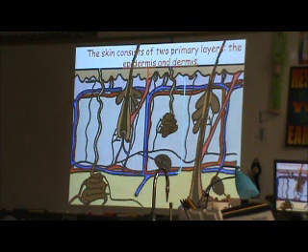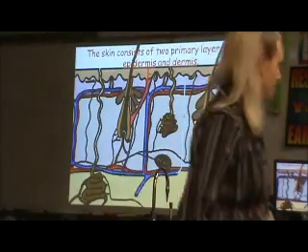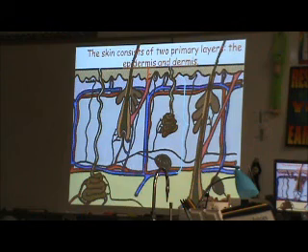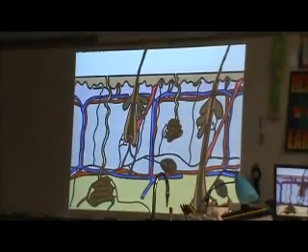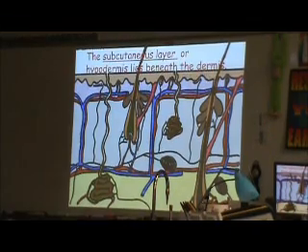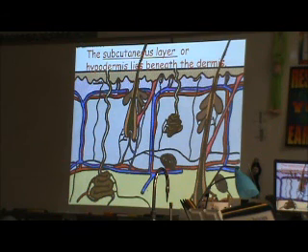If you use your medical terminology skills, what does the prefix epi mean? Above. Good job, Jed. Above or upon. So it tells us that our epidermis is above or upon the dermis. What was that yellow stuff beneath the dermis? Subcutaneous fat. It's called the subcutaneous layer. All right, good job. Or the hypodermis.